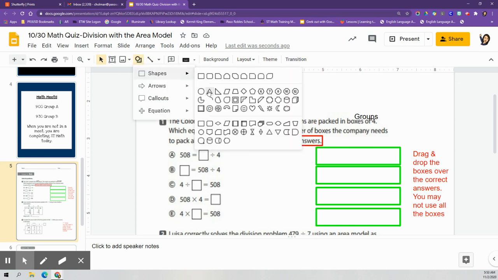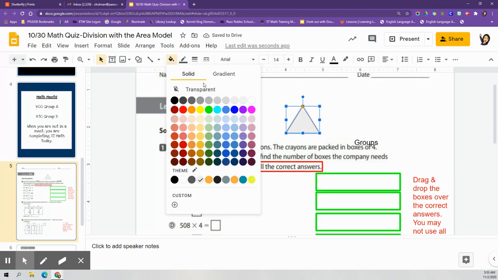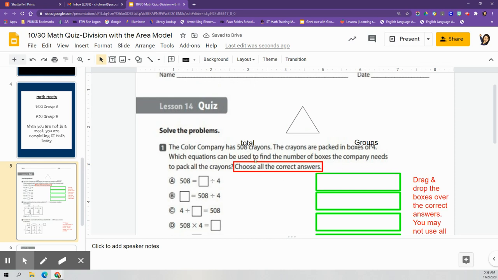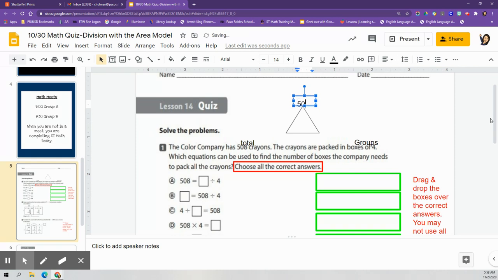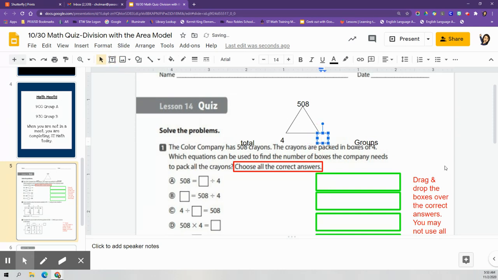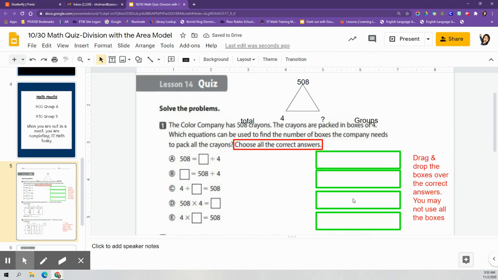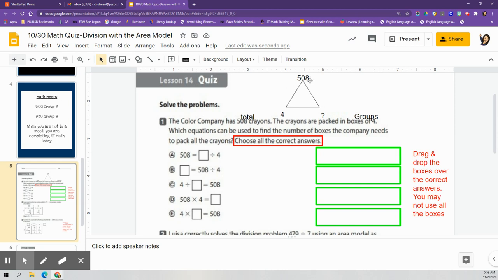And so I am going to insert a triangle because this is that relationship between the different numbers in this equation. So we know the total is 508, right? And we know the groups are 4. So something times 4, this is our unknown over here. Something times 4 equals 508, or 508 divided by 4 equals something. And so we can use this relationship between the numbers to find out which equations are true. And we talked a little bit about this in groups.